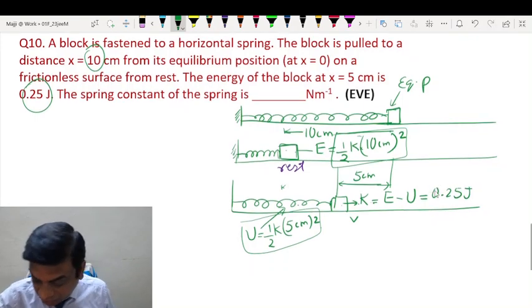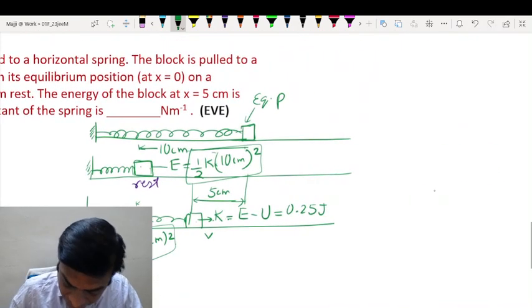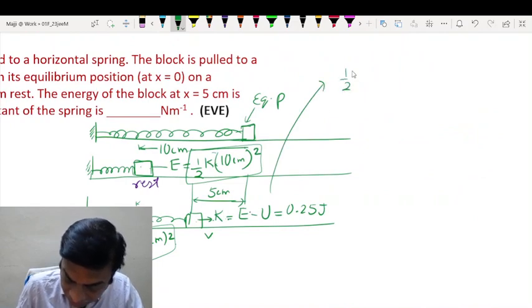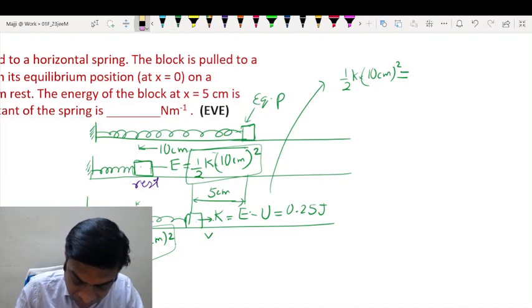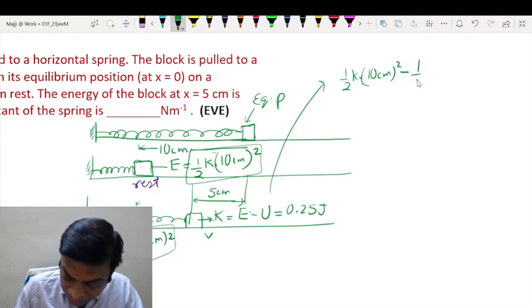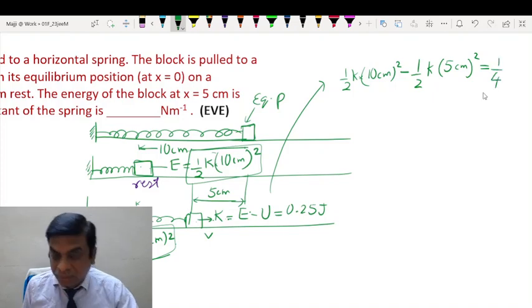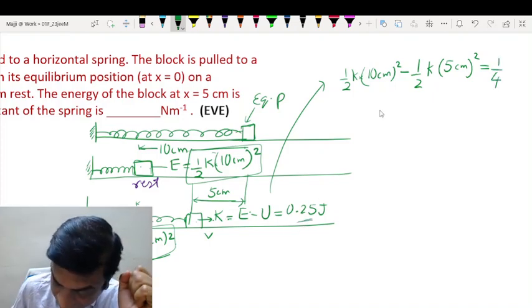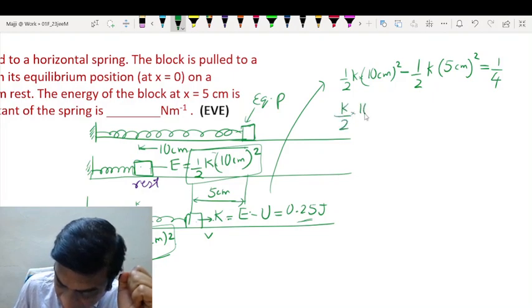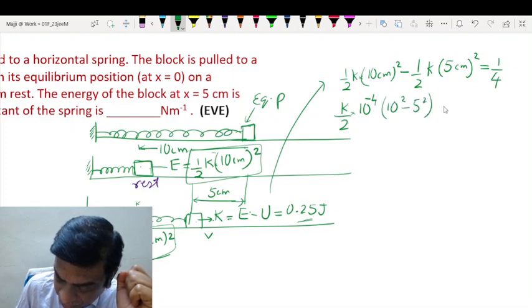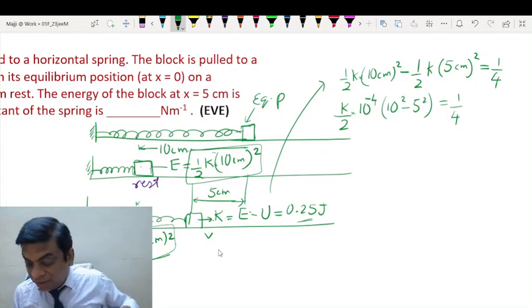Okay. So from this equation, we can find the result. Total energy is half K into 10 centimeters square, from that you deduct the energy of the spring, which is half K into 5 centimeters square. So this should give you 0.25. I'll take K by 2 common. Also centimeter to be converted into meter. Now I have converted everything in SI units.